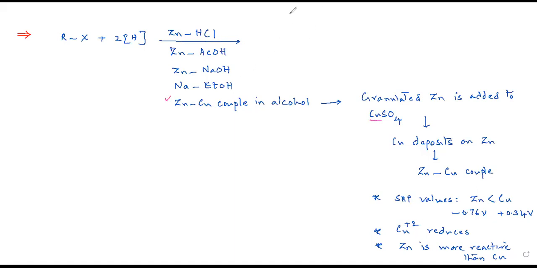And I also have something called Devardas alloy. These are all special. See, Devardas alloy is an alloy consisting of zinc, copper, and aluminium. Hope you know what alloys are. Right. Now, another preparation method wherein we have a different reducing agent: hydrogen iodide in the presence of red phosphorus.